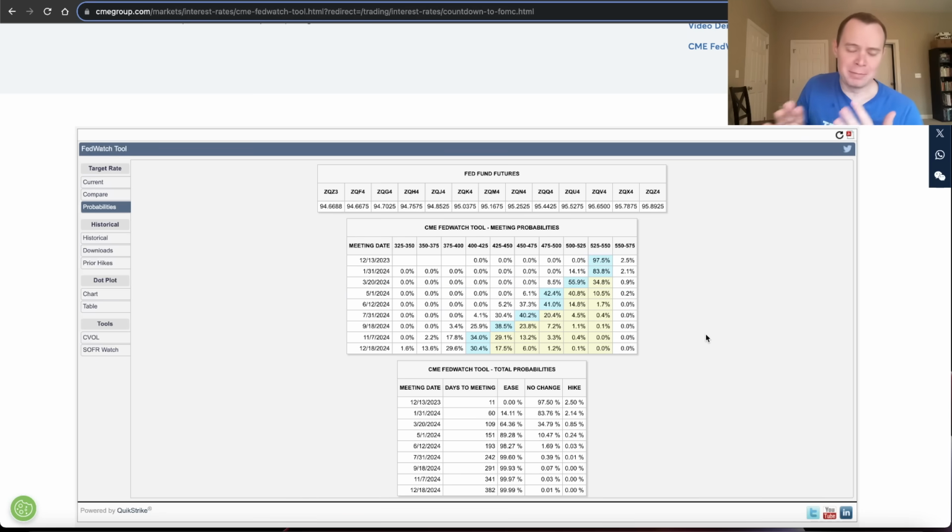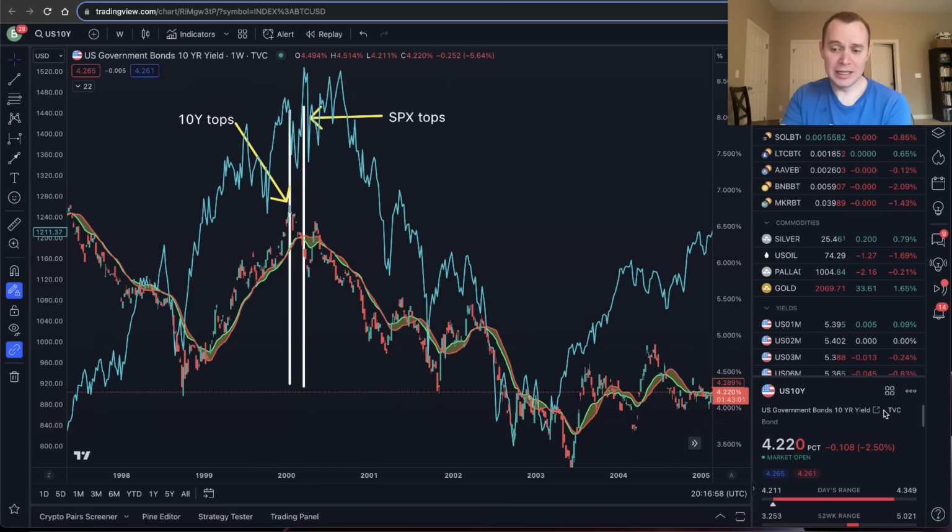Again, you have Powell coming out and saying they're not talking about rate cuts and they're prepared to raise again. And after he said that, the probability of a rate cut in March went up. It went up. The market does not believe him. The bond market doesn't believe him. Look at the 10-year. Look at the 10-year.